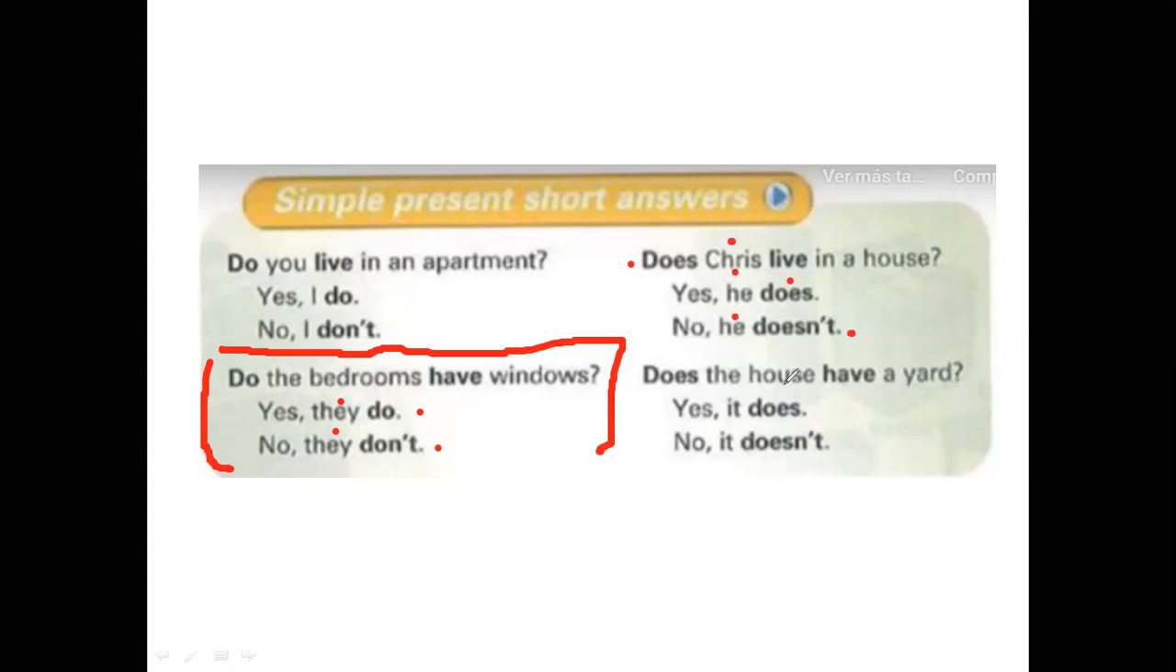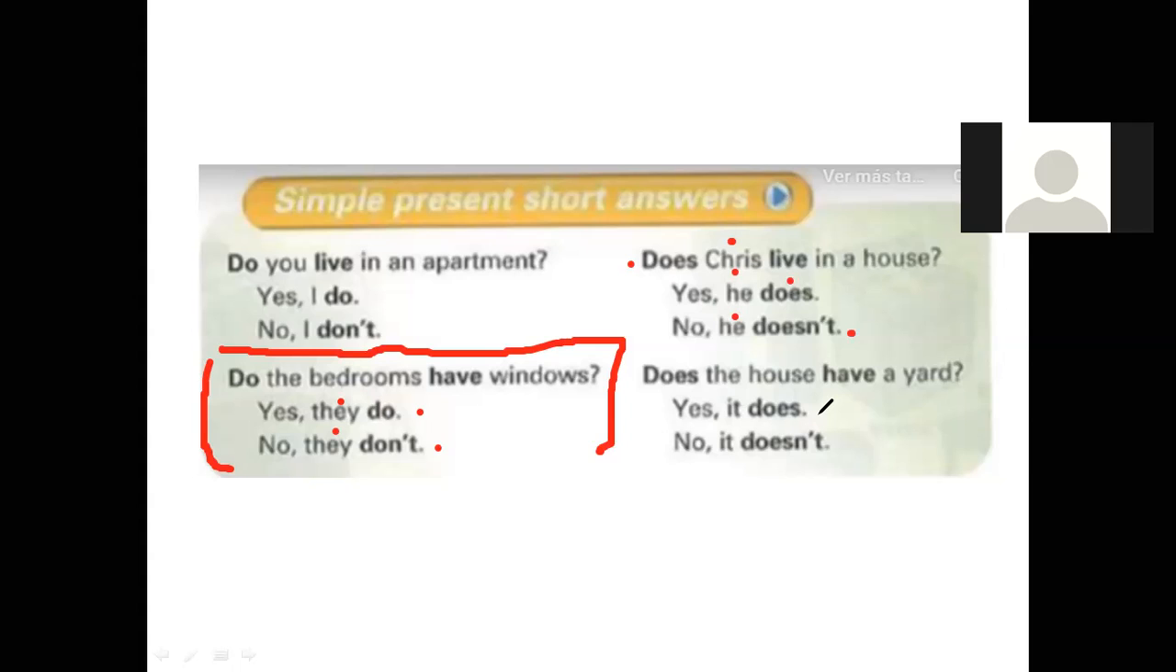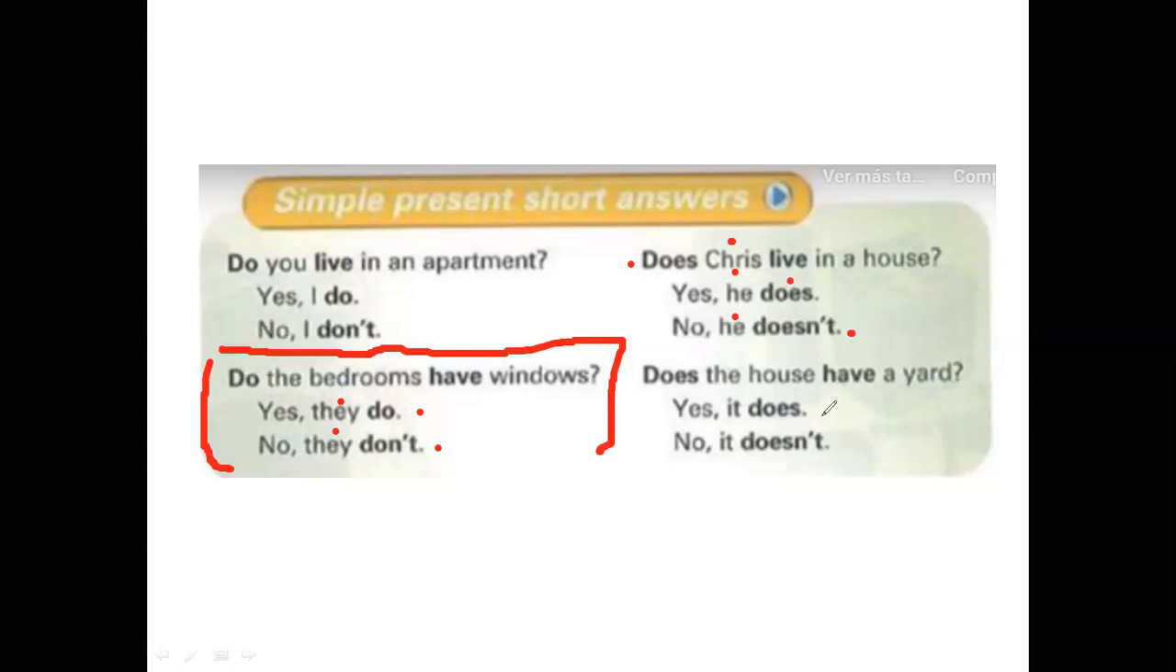All right, how about here? Next question. Can you read it, Carla? Does the house have a yard? Yes, it does. No, it doesn't. All right, good. Okay, the house, remember, the house is a thing. Es una cosa, ¿verdad? Es un objeto. Para objetos, para cosas, o para animales también utilizamos el pronombre it. All right, good. So ya vieron cómo se forman, ¿verdad?